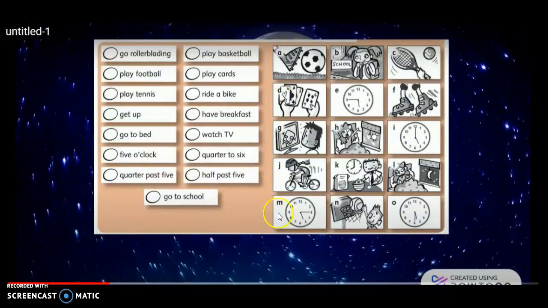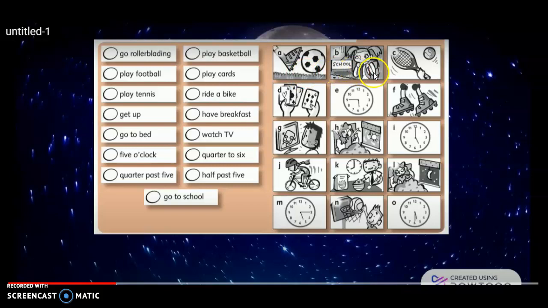Here we have pictures, right? We have A, B, C, D, E, F, G, H, I, J, K, L, M, and O, right? And each picture has got a sport or an activity or time, right? So we're going to match. Let's see.